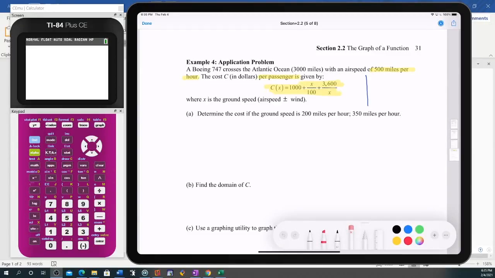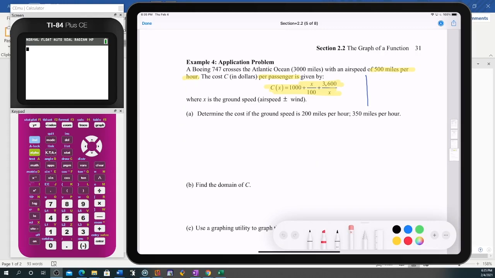Example 4, application problem section 2.2. In this problem, we see that there is a Boeing 747 which crosses the Atlantic Ocean at 3,000 miles with an airspeed of 500 miles per hour. The cost function is given to you, and I've highlighted it here. It's 1,000 plus x over 100 plus 3,600 over x.